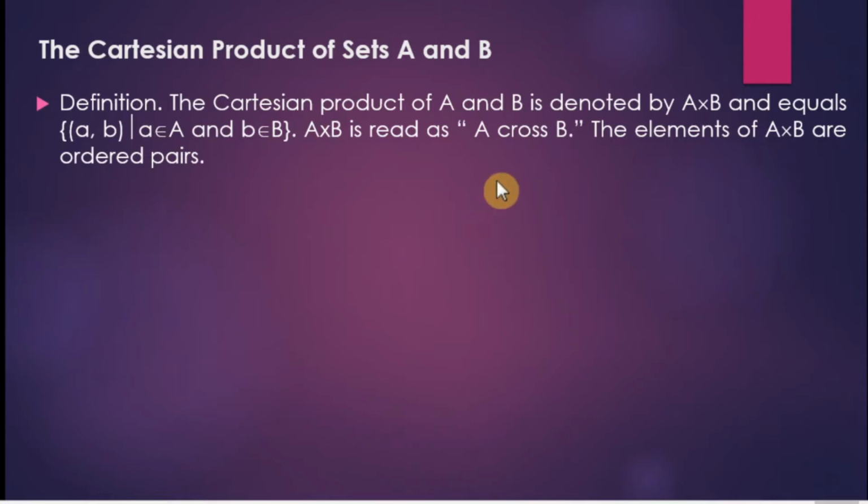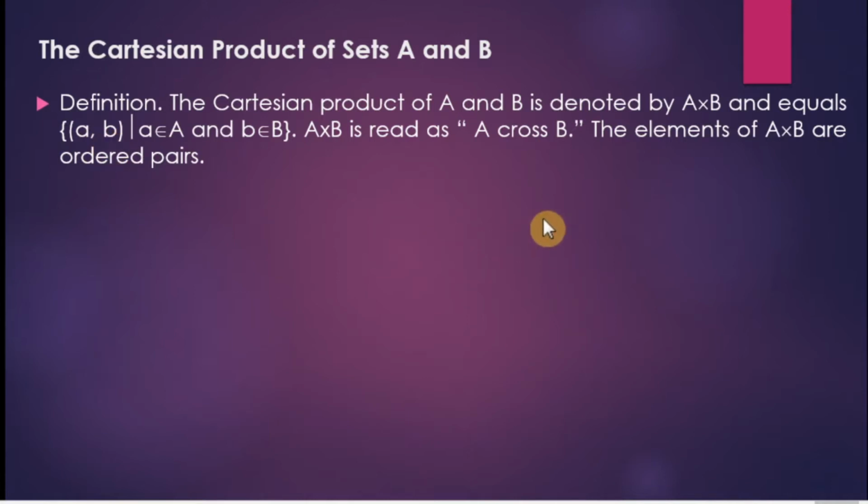The Cartesian product of two sets, say A and B, denoted by A cross B, this is the symbol for a cross product of two sets, is the set of all ordered pairs (a, b) such that a is an element of the first set A and b is an element of the second set B. This means that the elements of a cross product are ordered pairs. Sometimes we term an ordered pair a point.